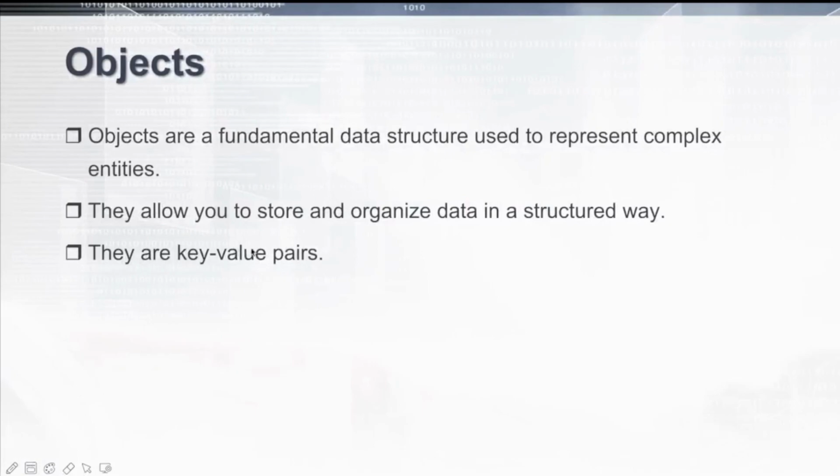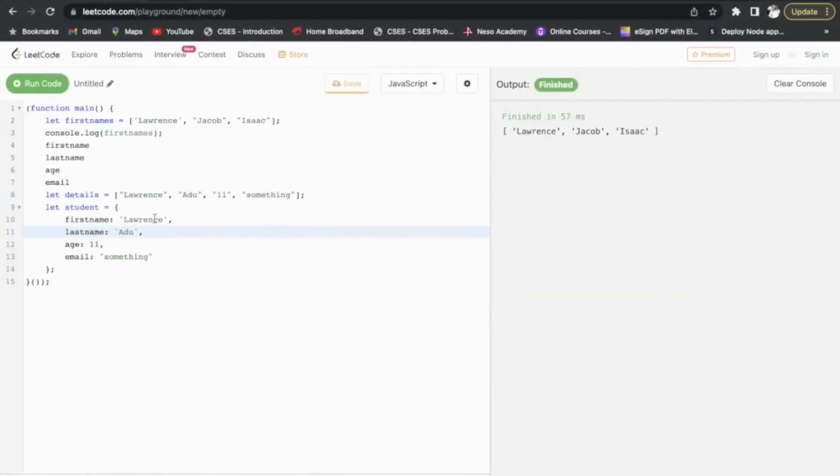And they are key value pairs. When we talk about key value pairs, we are talking about the property name and the value. So this is a key and this is a value. This is a key, this is a value, this is a key, and this is a value. That's why we say they are key value pairs. In each entry, we have a key and a value.